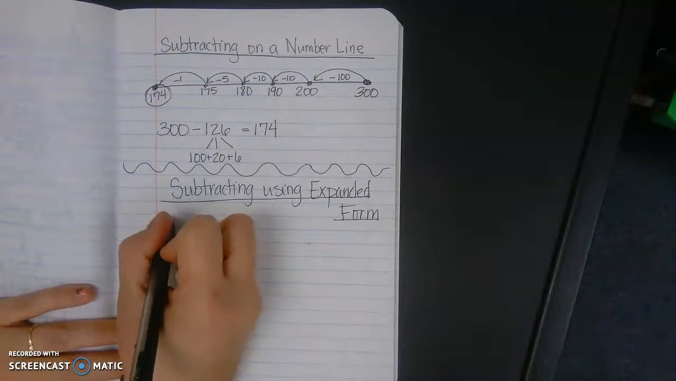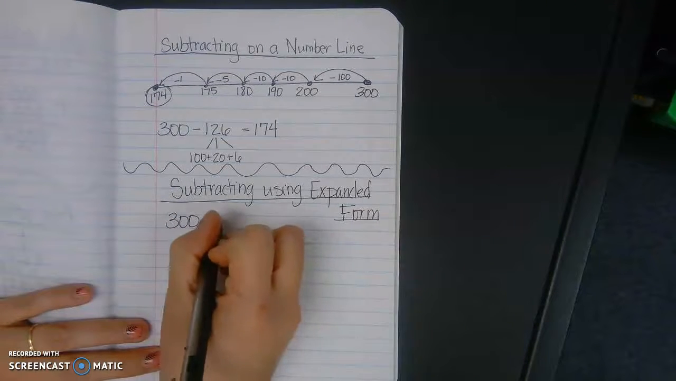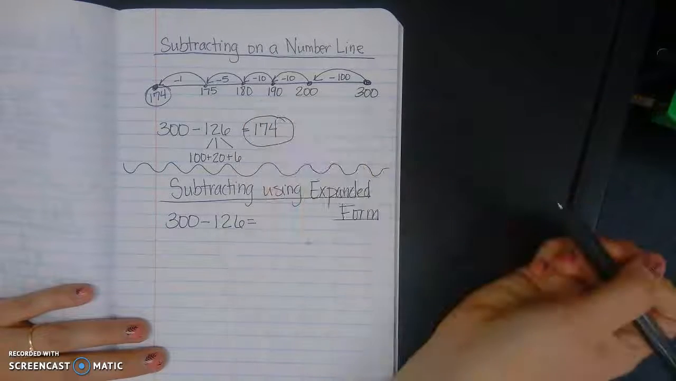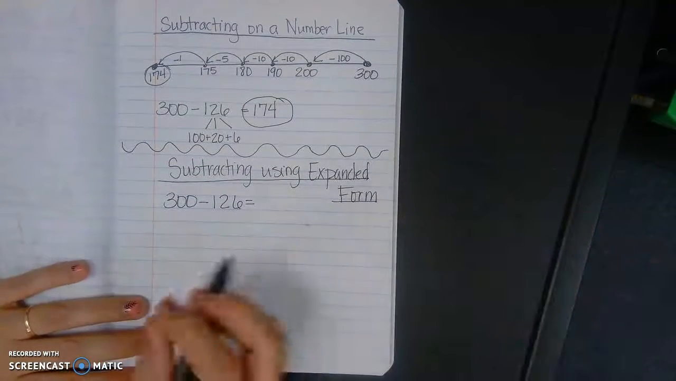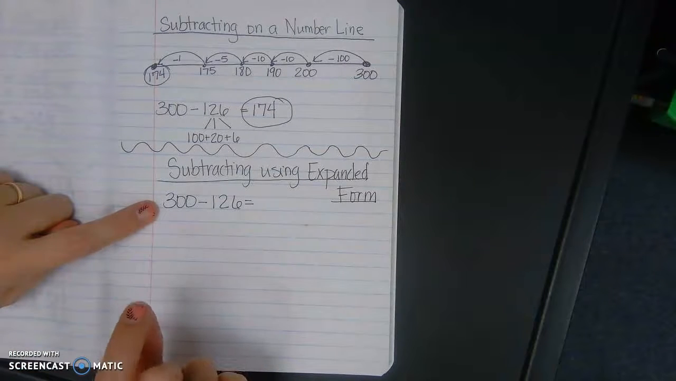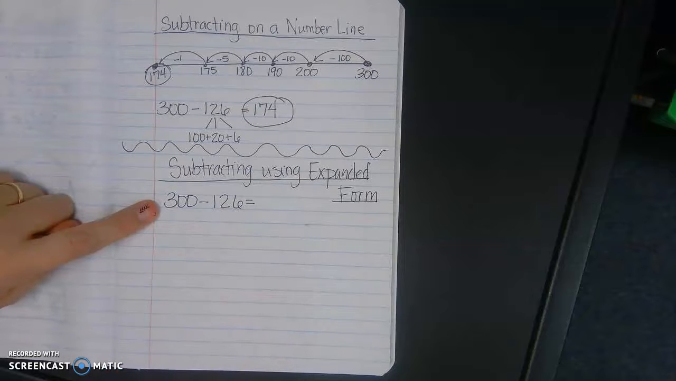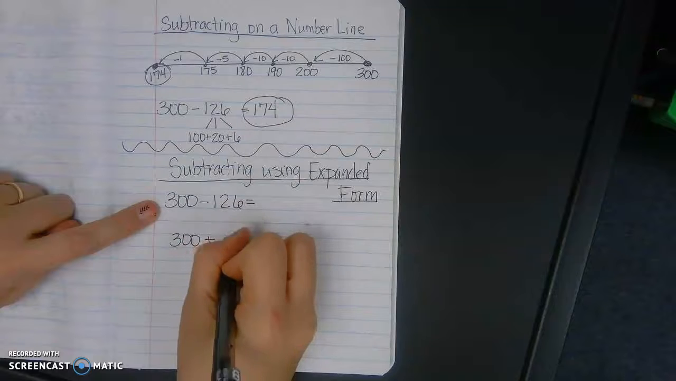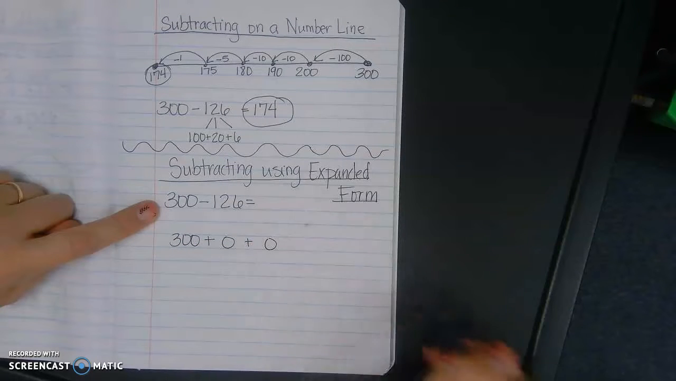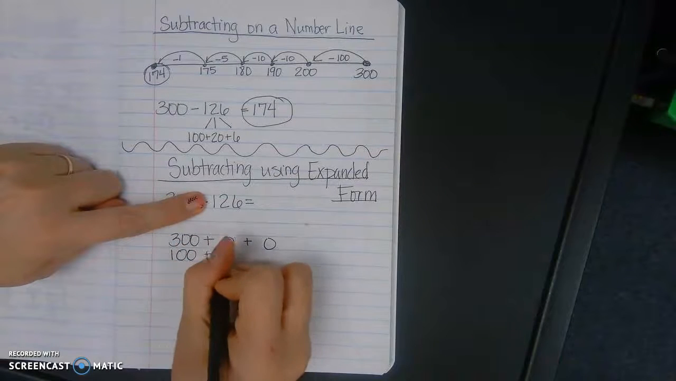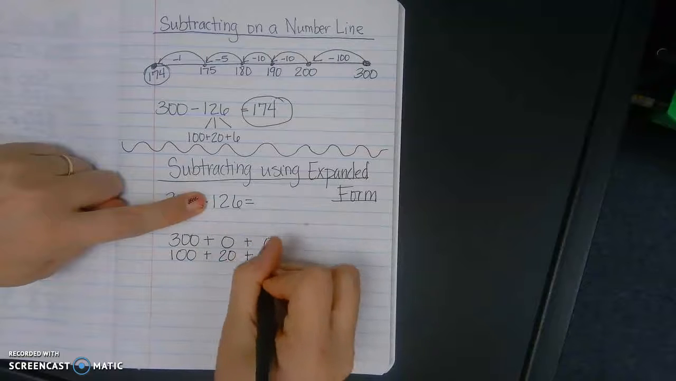So we're still sticking with this problem, 300 minus 126. And we should get the same answer right here, right? Doing it a different way. So you're going to break it apart first. Now, I know this doesn't have any tens or ones, but we're still going to list it as plus 0. So like this, 300 plus 0 tens plus 0 ones. And you'll see why in a minute. Minus 100 plus 20 plus 6.